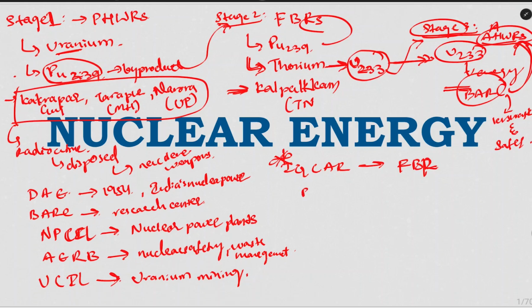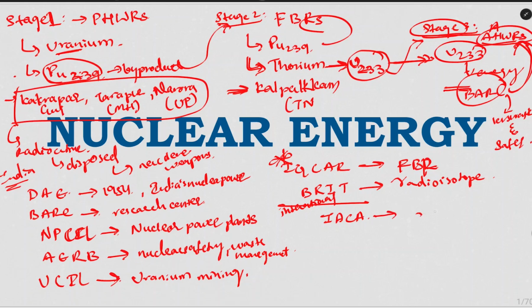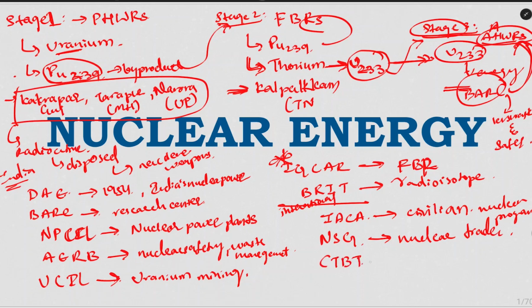Next one is Board of Radiation and Isotope Technology. It focuses on the radioisotope applications in medicine, agriculture and also in other industries. Coming to international organizations, International Atomic Energy Agency, which oversees the global nuclear safety and India's civilian nuclear program. Next, NSG, which is Nuclear Suppliers Group, which aims to prevent the nuclear proliferation by controlling the nuclear material trade. And the next, Test Ban Treaty Organization, which monitors nuclear test bans. India has not signed this.